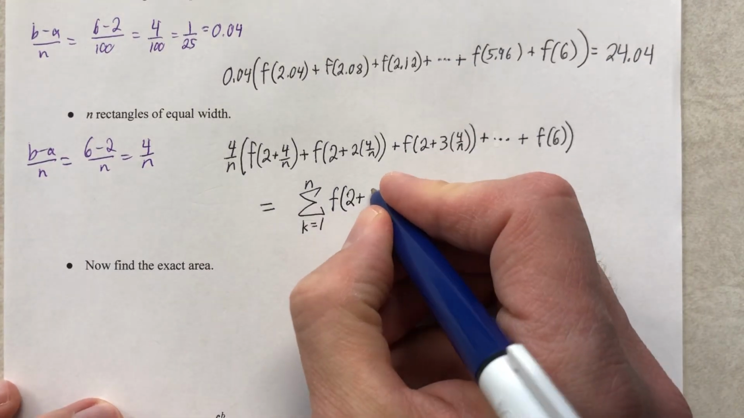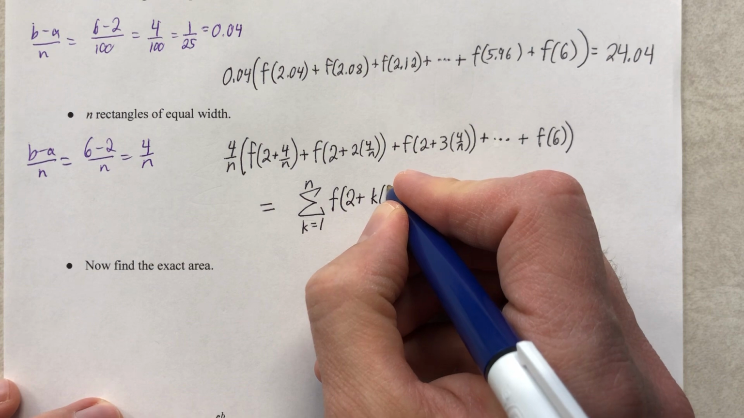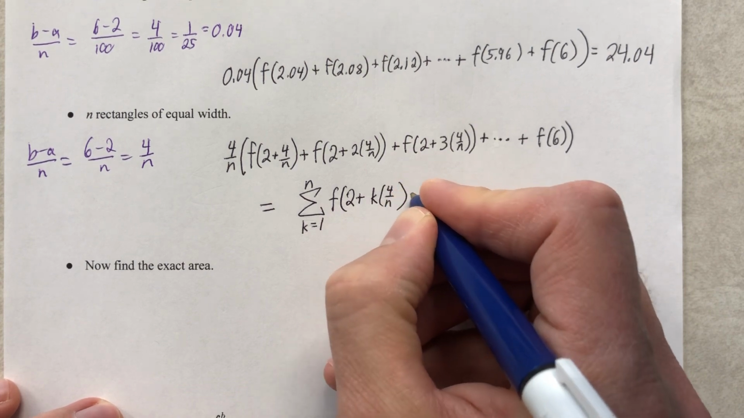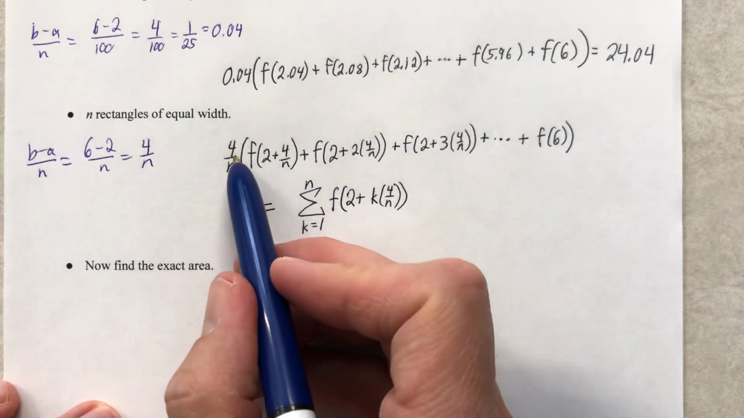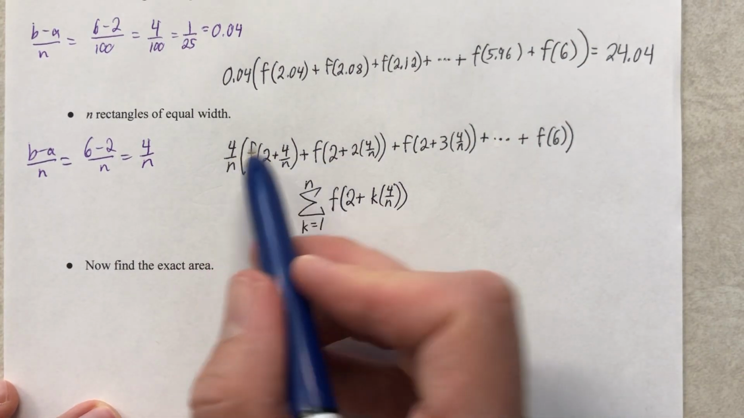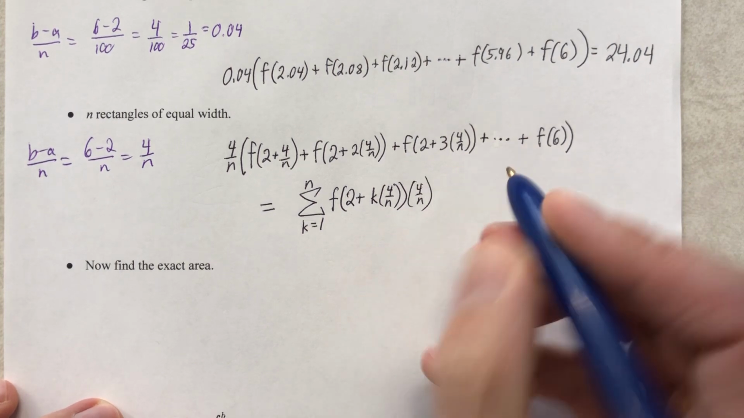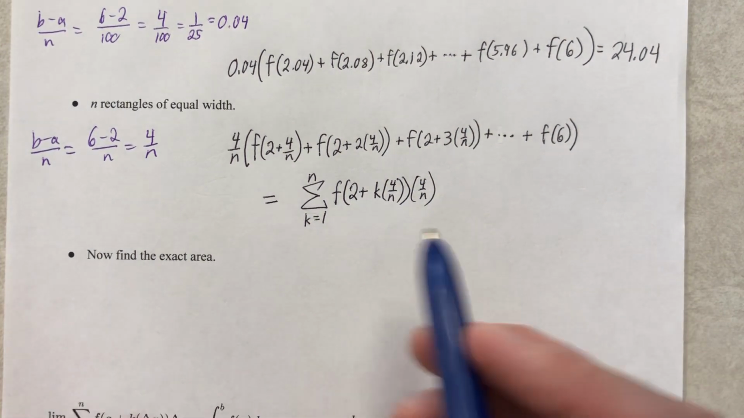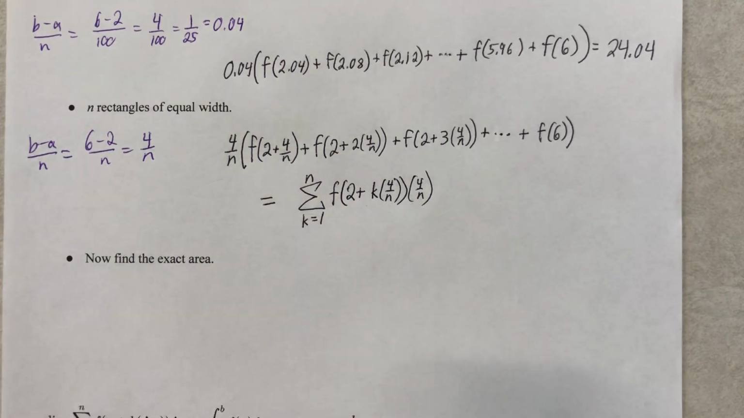And we're going to have k times 4 over n. Okay? But because of this 4 over n that would be multiplied by all of them if we distributed, we'll still have 4 over n out here. Now, I know you're like, well, we can multiply. No, no, don't. This is f of this times that. Okay? It's going to get crazy.